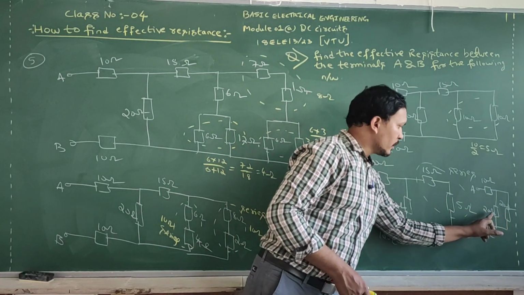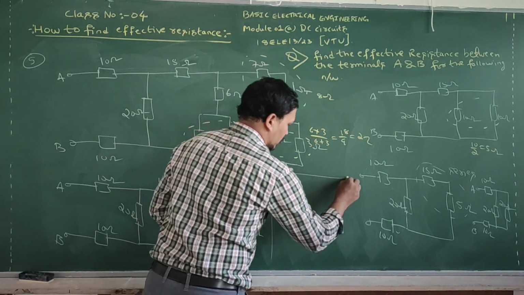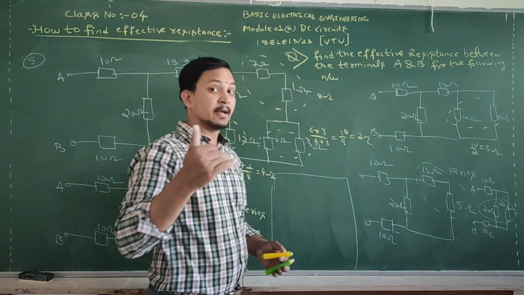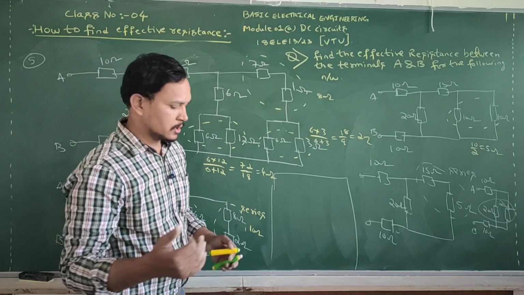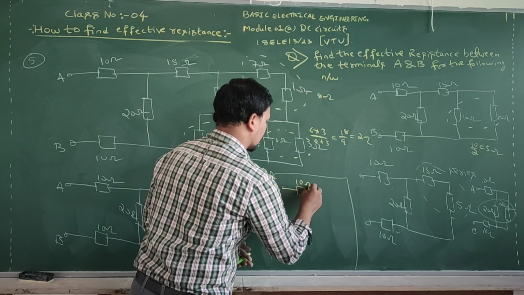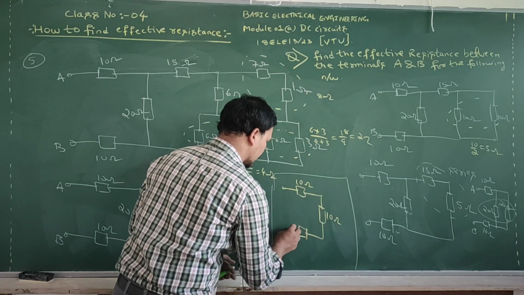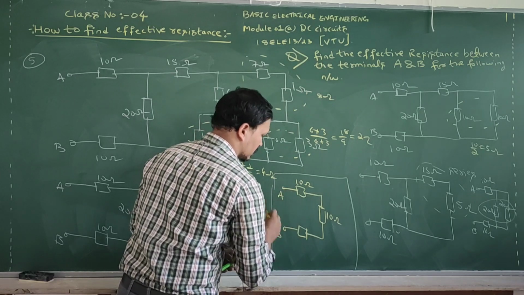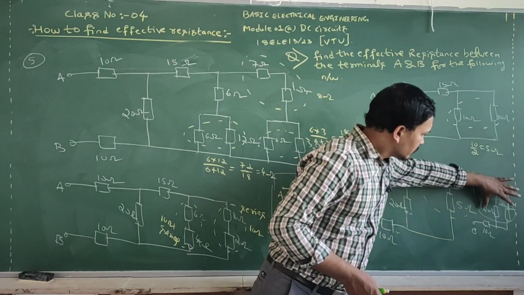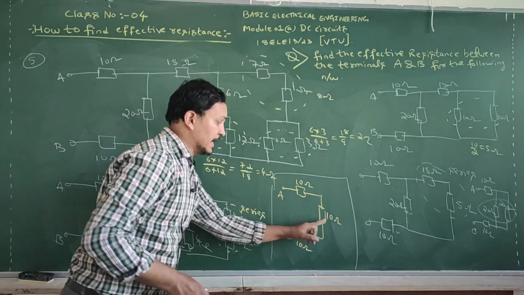Okay, now 20, 20 are connected in parallel. What is the effective resistance of this? Identical. 20, 20 parallel is 20 by 2, 10 ohms. So therefore, next the circuit will be look like this. So 10 ohms and 10 ohms. Okay, got it? 10 ohms, 10 ohms. This answer 20 parallel 20, that gives 10 ohms.